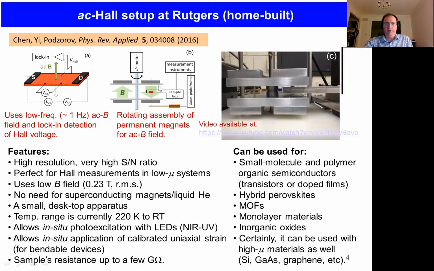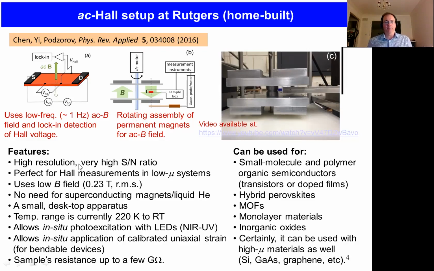In our setup, the AC magnetic field is created by the mechanical rotation of assembly of permanent magnets, shown schematically here. And this is the photograph. This flat piece here is actually a vacuum chamber with the sample sitting inside, right? So the sample here, it sees an oscillating magnetic field as this frame rotates.